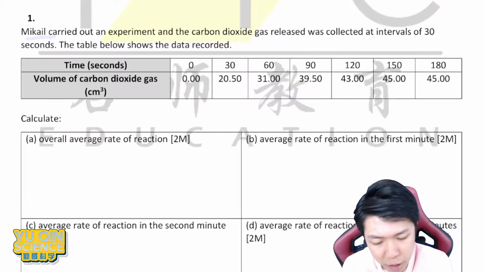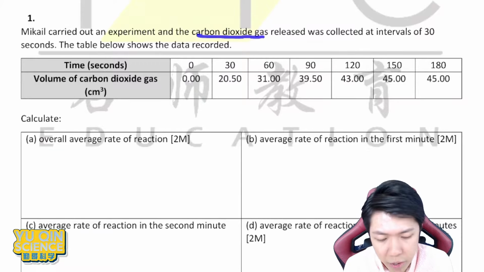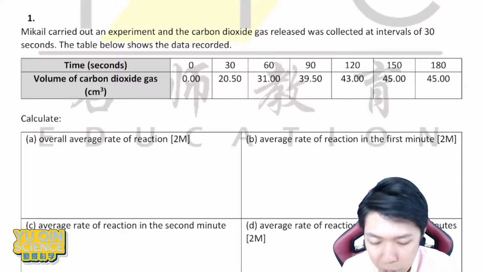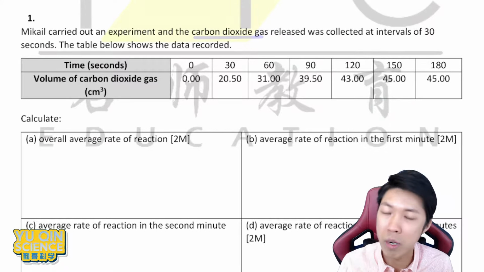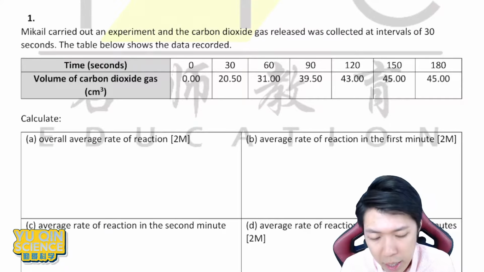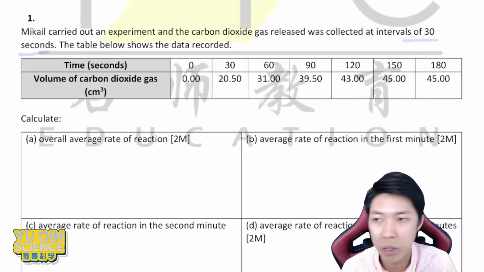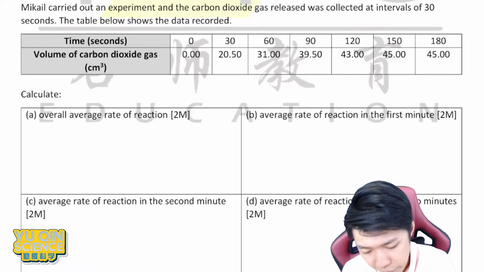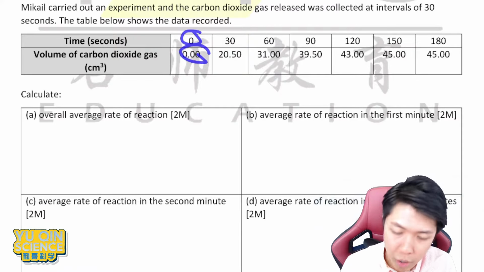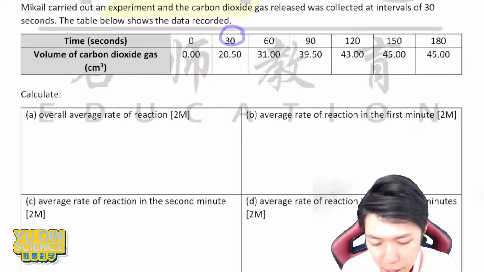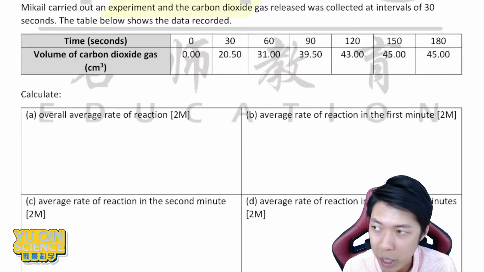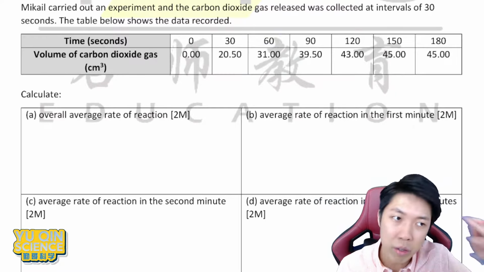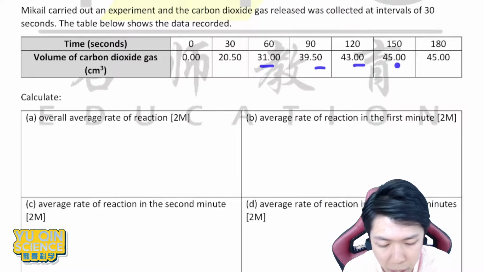Mikhail carried out an experiment and carbon dioxide gas released was collected. See, I don't even know what Mikhail is doing. It just says that I do something and then I collect carbon dioxide gas, in intervals of 30 seconds. So this is the time that I'm given. At 0, no carbon dioxide. At 30 seconds, we have 20.5. Another 30 seconds means 60; an interval of 30 means we kept adding on. So these are the amounts given.